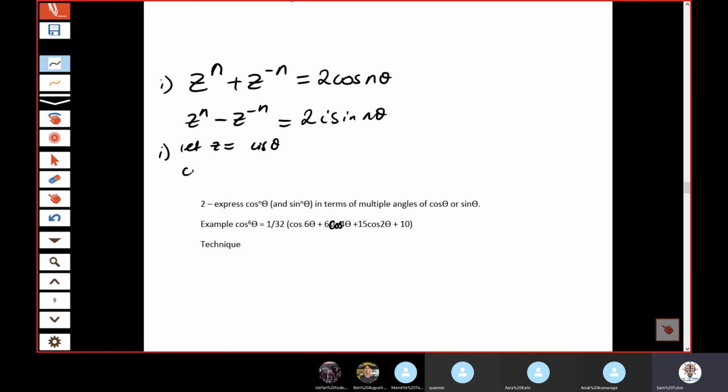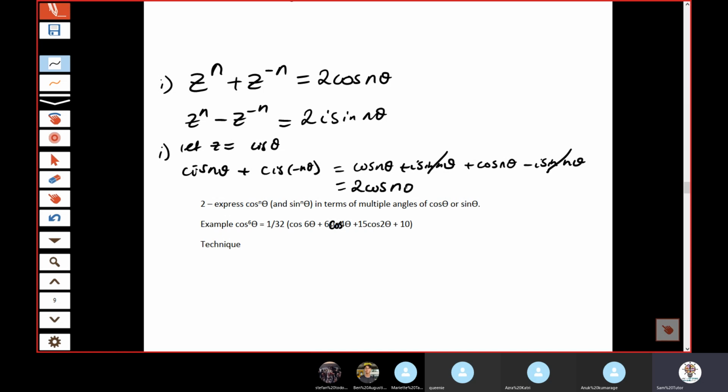So sub it in: cis n theta plus cis negative n theta. All right, expand cis. That becomes cos n theta plus i sine n theta plus cos negative n theta. What does cos of negative n theta become? It just becomes cos n theta. What does sine of negative n theta become? Negative i sine n theta. And then these two cross out and it's proven.